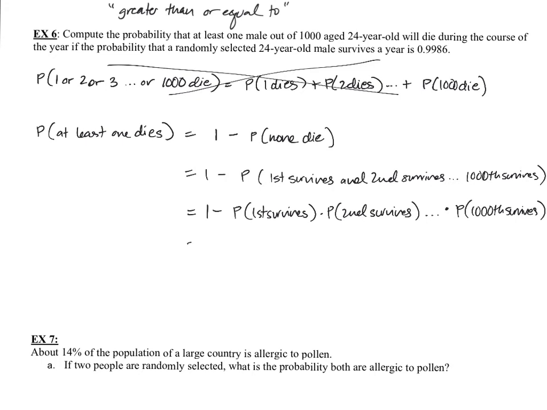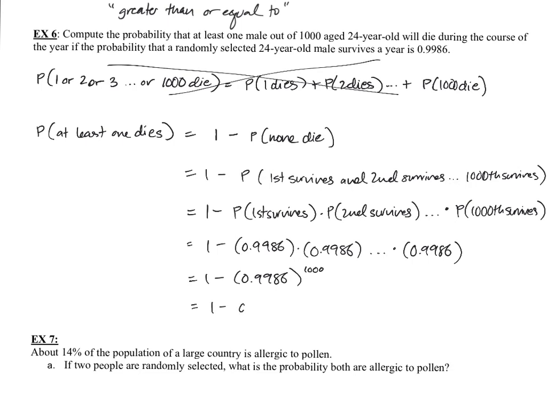So how many times are we seeing this probability? Well, let's see, 0.9986, that's the first guy. Then for the second guy, we have 0.9986, multiplying all the way out till we get to the 1,000th guy, which means we're seeing this number appear how many times? 1,000. 1 minus 0.9986 to the 1,000th power, because we see that 1,000 times. Plugging that into a calculator, we get 1 minus 0.2464, which comes out to 0.7536 as the probability at least 1 dies.